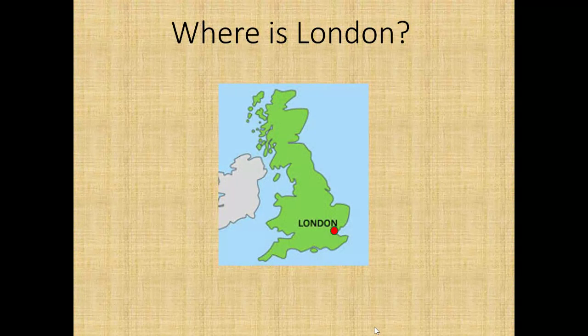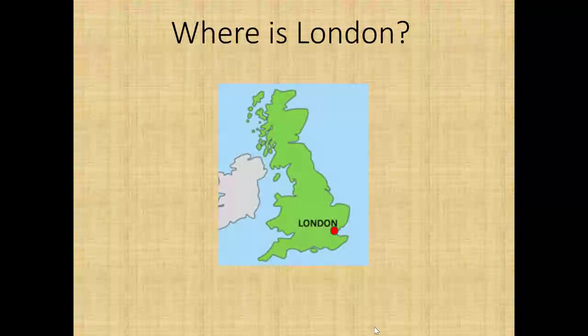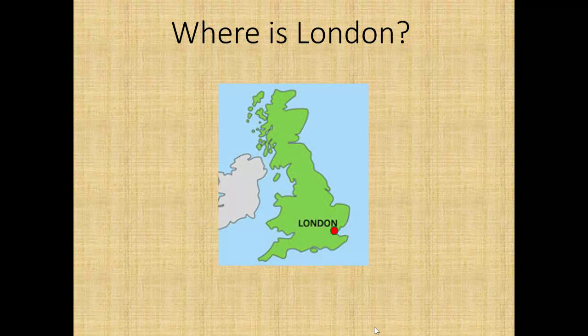Have any of you been to London? Have you been on a trip to London? It takes a while to get there, doesn't it? But there's lots and lots of interesting things to see in London. And London is so special because it's our capital city. And that's where the Queen lives. She lives in London, doesn't she? So London is a really, really important place to us because it's the capital city of our country.